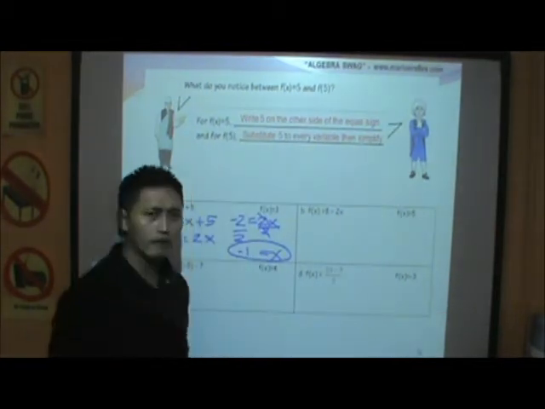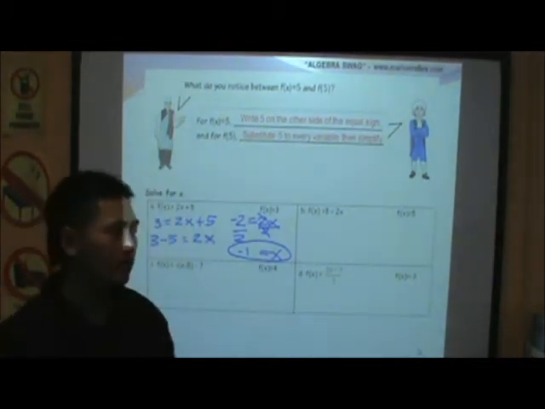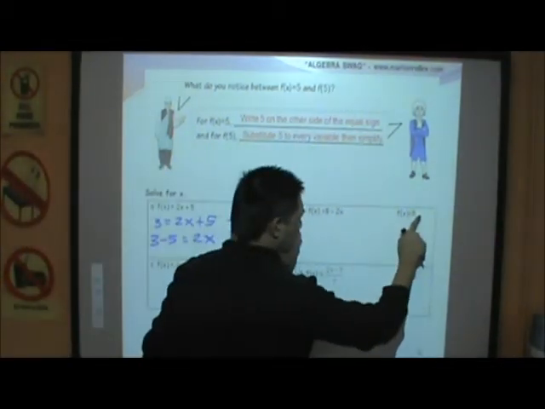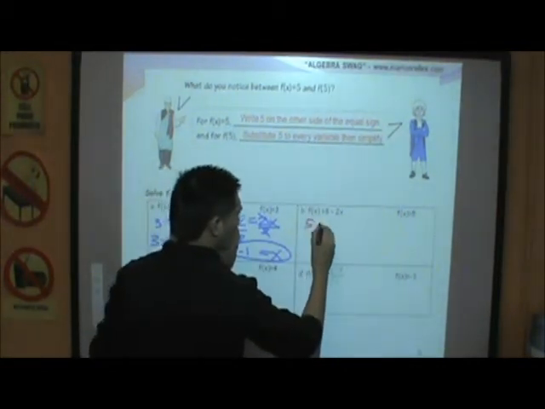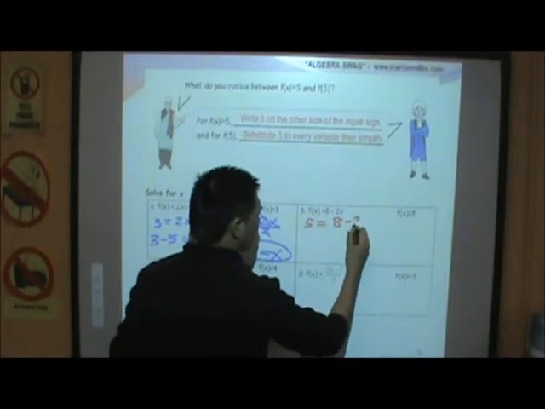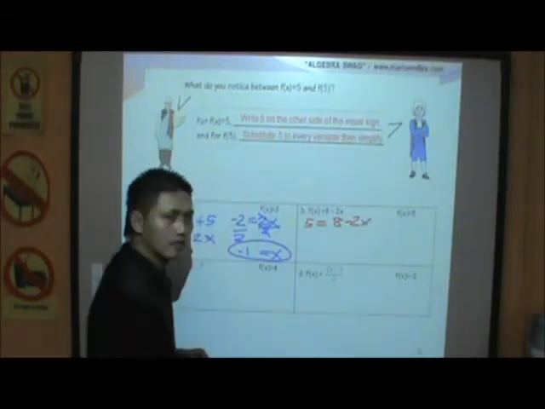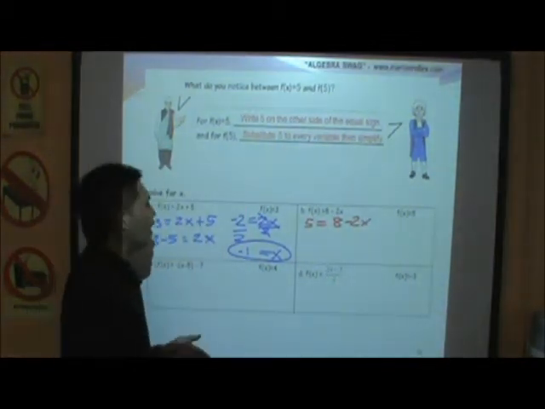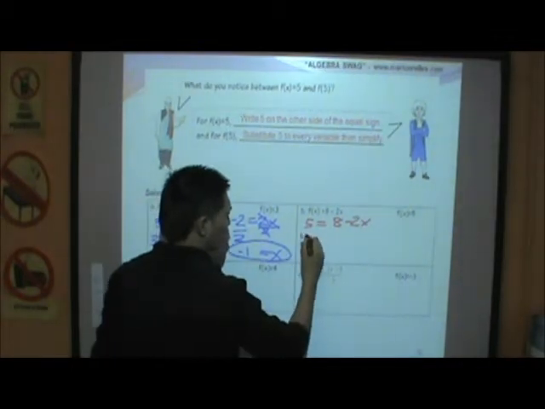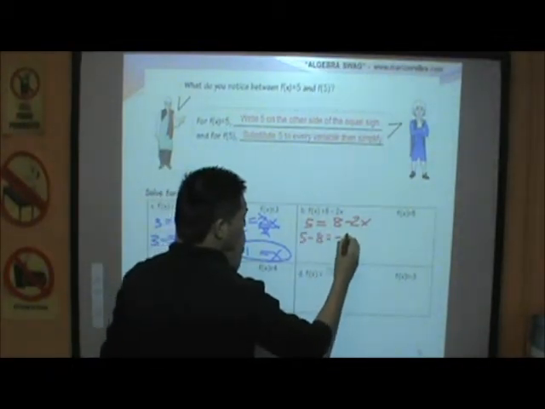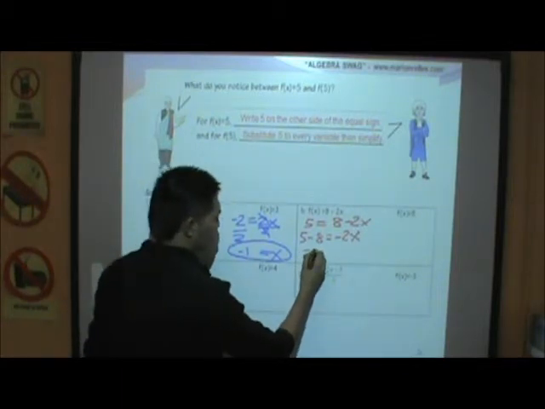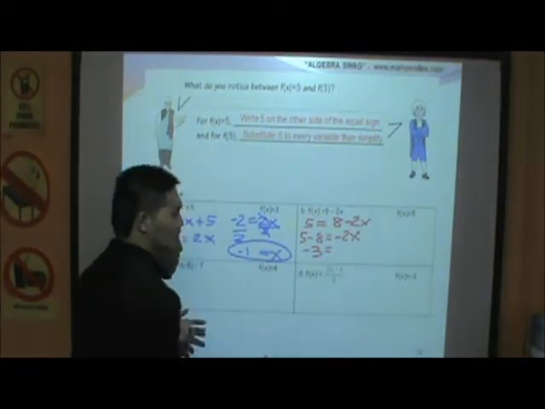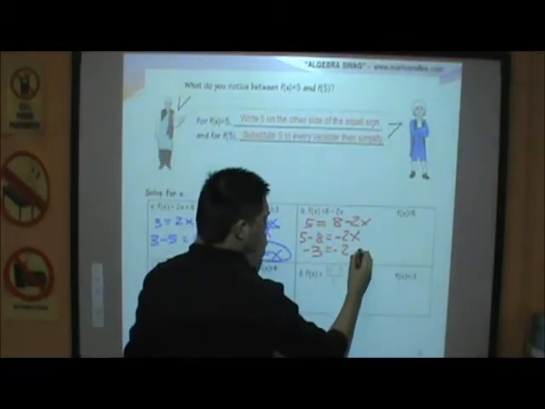First, ask yourself, is the number outside or inside? It looks like 5 is outside the parentheses. So I'm just going to put 5 all the way to the left of the equals. See, I'm not putting it inside of x. And then move the 8 over, becomes 5 minus 8 equals negative 2. 5 minus 8 is negative 3 equals negative 2.